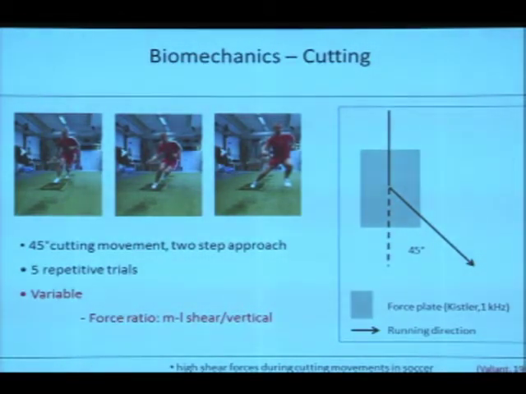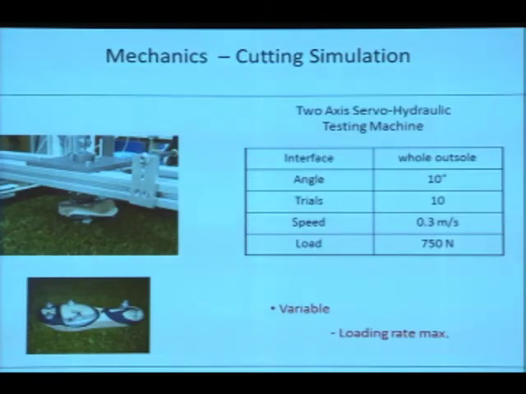The mechanics, cutting simulation. What we found important for cutting simulation is to cut off the upper. So we just put the outsole on a wooden block, as the upper would add some instability and therefore some randomness, which we wanted to exclude. And the variable was the loading rate max, and we had an angle of 10 degrees. So we had the whole sole, 10 trials, speed driven, and we applied a load of 750 Newton.